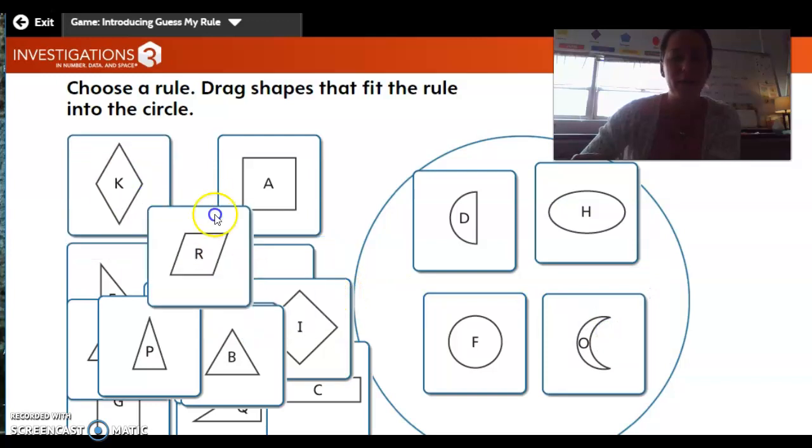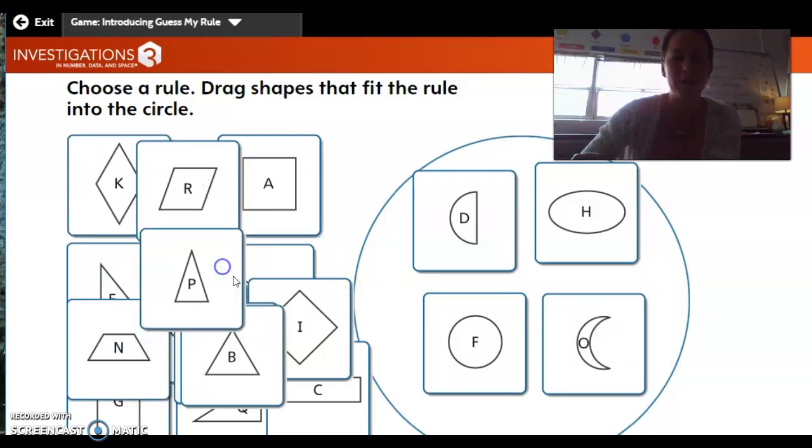So help me at home. What do you think my rule is? Only shapes with what? Curved sides go in my circle. Good job at home. All right, so guess my rule.